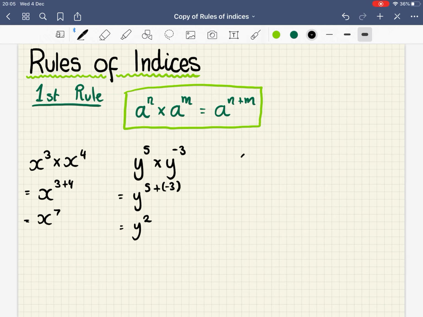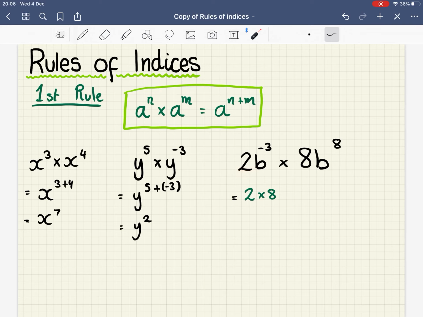If I have 2b to the power of negative 3, times 8b to the power of 8. Now, if I was unsure how to do this, I can actually just reorder it. You don't have to do this, so I'm just going to change this in a different colour. But I'm just going to change the order to 2 times 8, so I'll put my two numbers here together. And then I'm going to have times b to the power minus 3 times b to the 8.